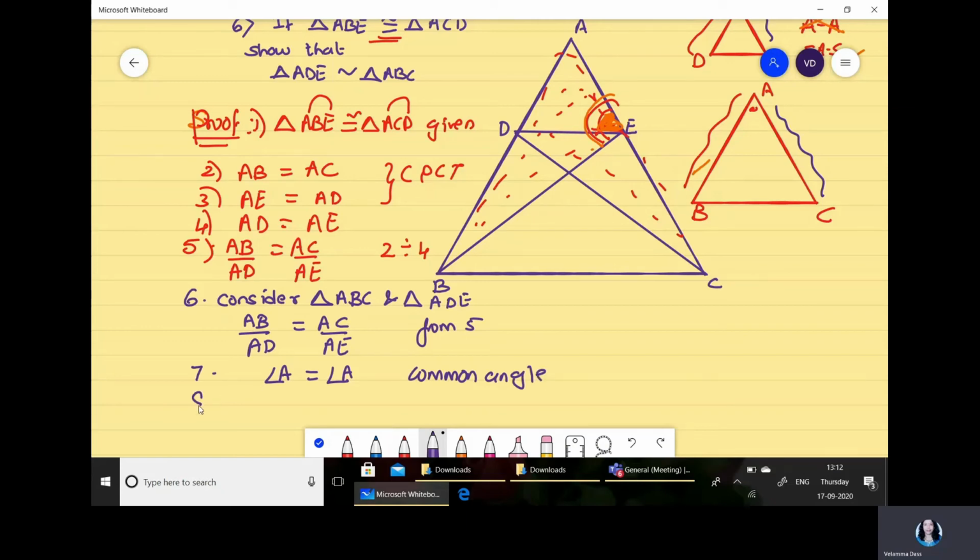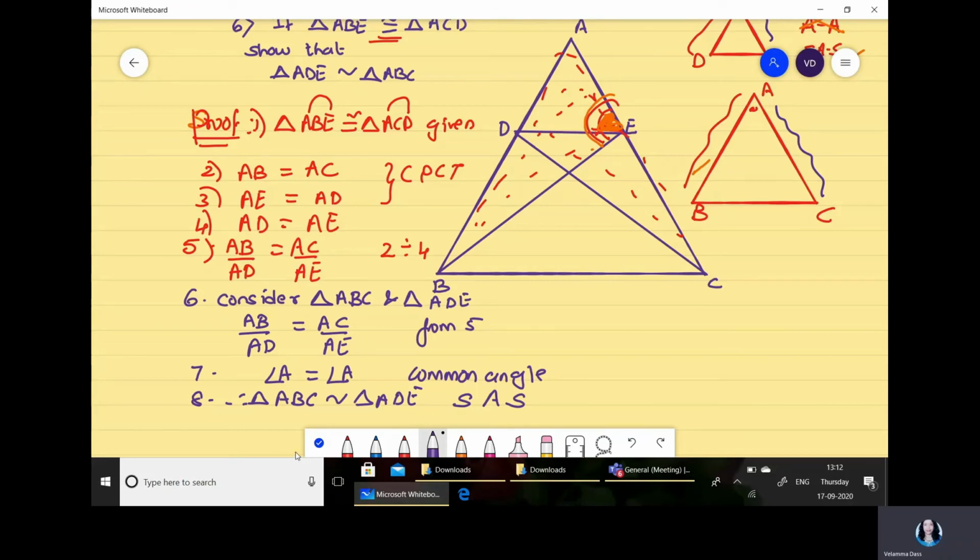Therefore, we can see the next step. Triangle ABC is similar to triangle ADE, and the reason is two sides are proportional and the included angle is also equal. Therefore, the two triangles are similar by the SAS test. Correct? SAS test.